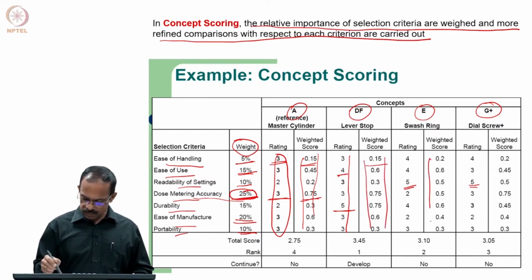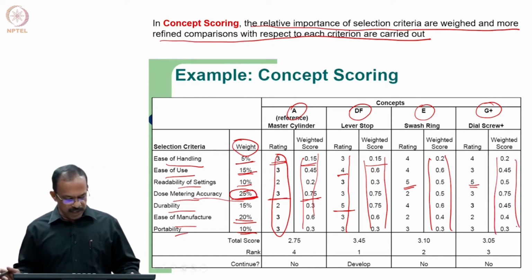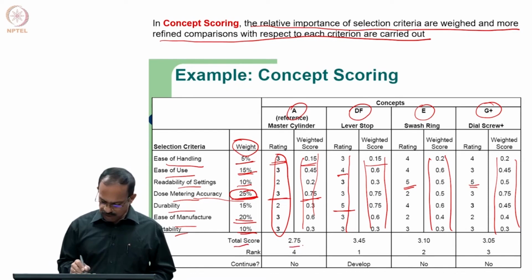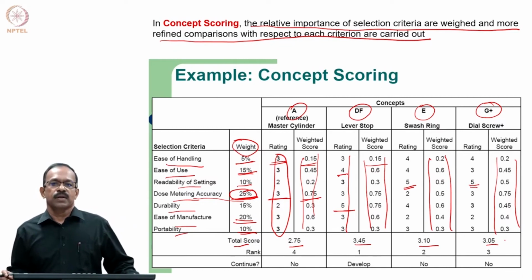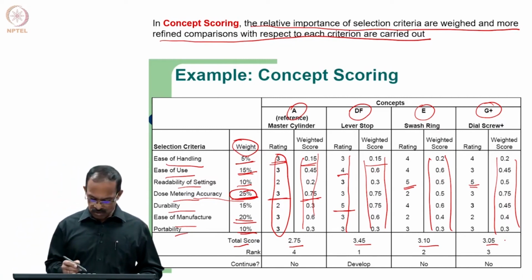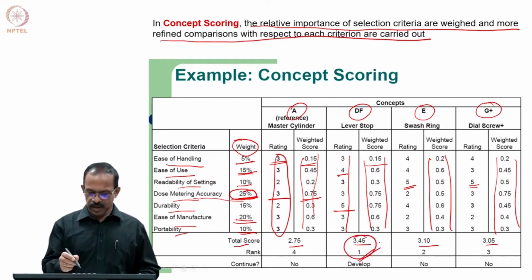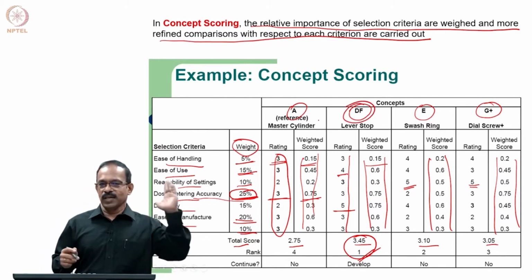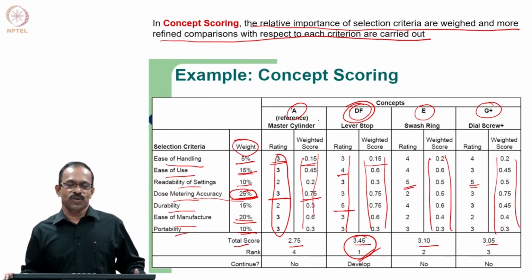For each concept you can get the weighted score, and finally you get the total score, and you see 2.75, 3.45, 3.1, 3.05, and now give the ranking. Once you have the total score, you get the ranking. You will see that this is the first one. So, you got a rank 1 for the D and F. Now, if you look at the concept screening stage, both D and F were actually not good. It was a no on whether to take forward or not. The decision was not to take it forward because they were the lower ranking concepts.